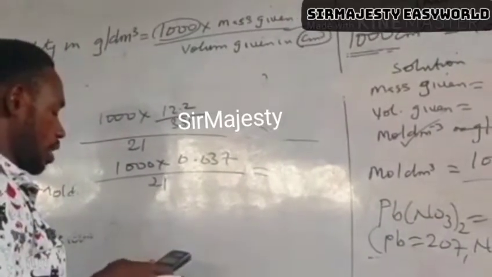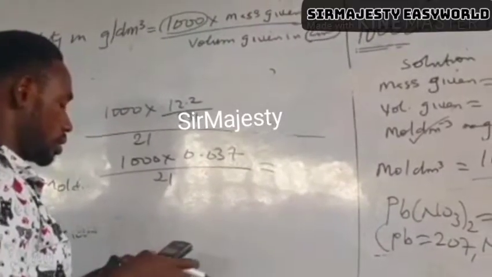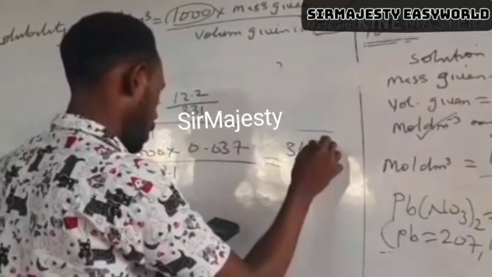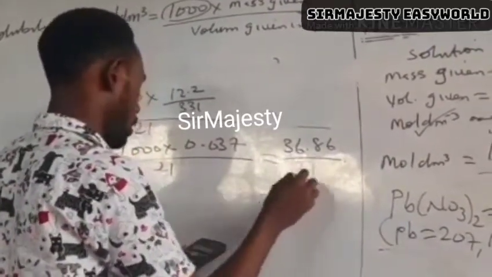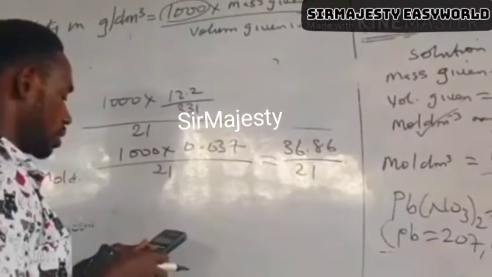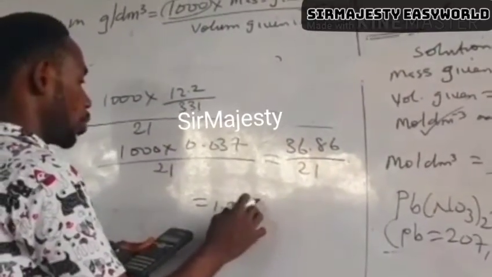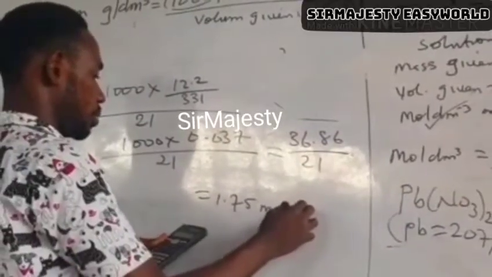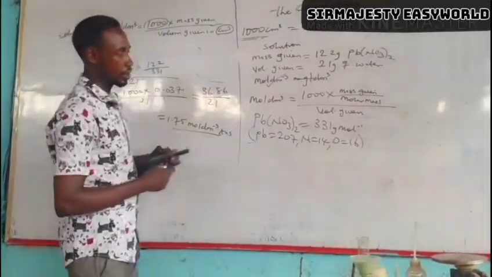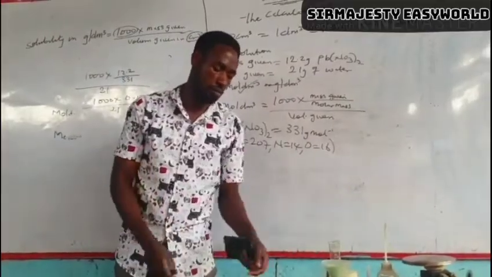So multiplying, we have, now what is the numerator there, is 36.86 divided now by 21, so that our answer is 1.75 mole per dm cube. This is our final answer. So this cheat, whether you understand it or not, just know the mass given, the volume given, and know whether the volume is in dm cube or cm cube.